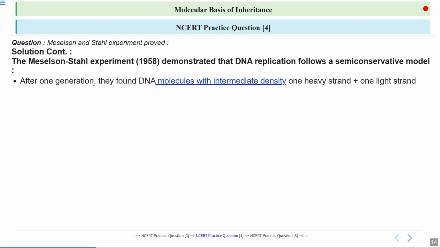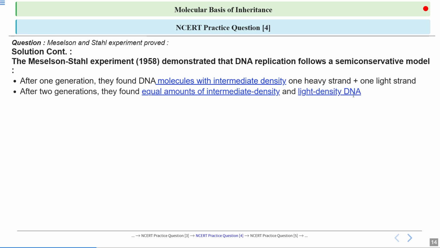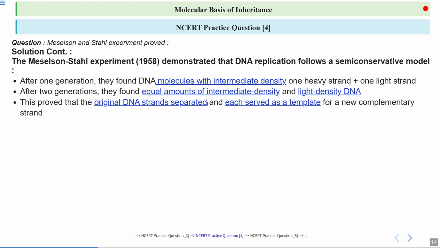After one generation, they got a band with intermediate density, meaning one strand had N15 and the other strand had N14. After two generations, they got two bands, a light density band and an intermediate density band. So this proved that DNA replication is semi-conservative. One of the strands, the original strand, acts as a template for the synthesis of the new strand, which is complementary to that strand.